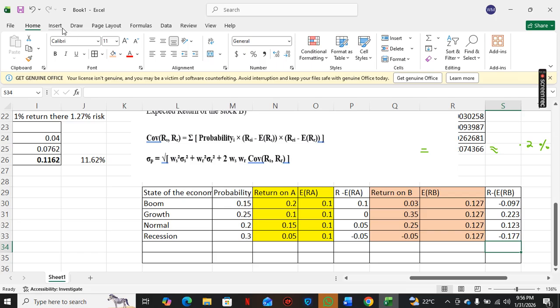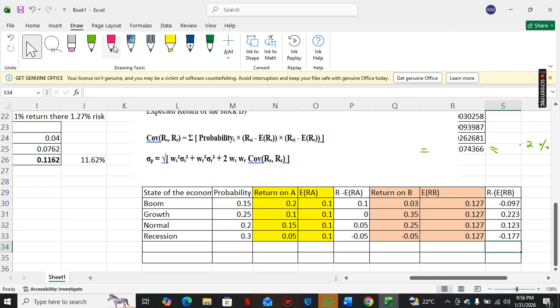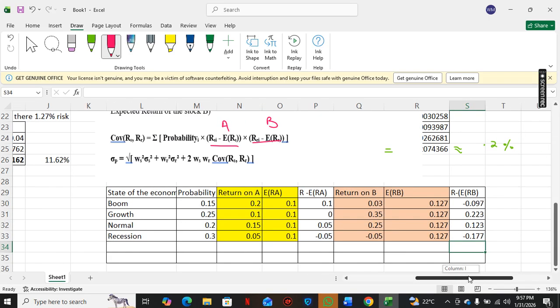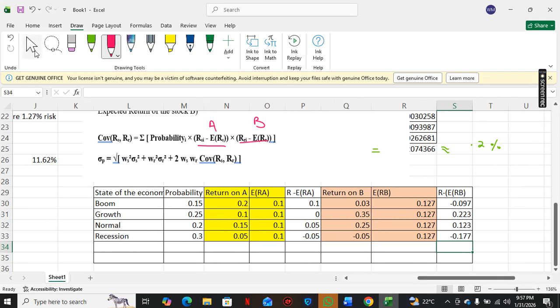This is the first part we've done. Each return here for investment A, each return minus expected return. For investment B, each return minus expected return. So basically these are the deviations. So these deviations we're multiplying by the probability. Okay? So let me put here.